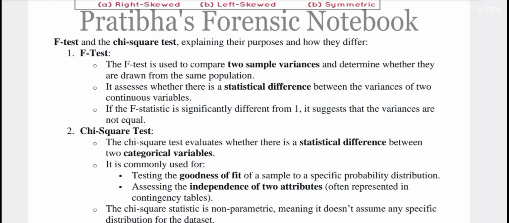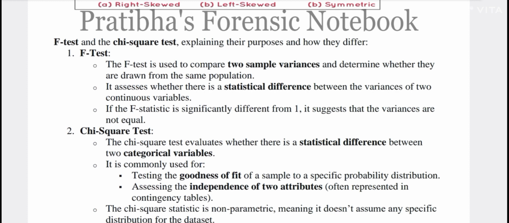And the F test is for hypotheses of interest about differences between population means. It is used to compare two sample variances, and it helps us to determine whether they are drawn from the same population or not.